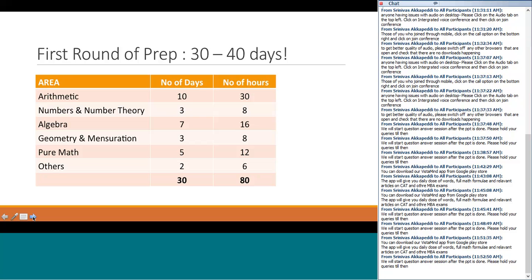Okay, so geometry and mensuration will need 3 days for doing 4 basic concepts: straight lines 1 day, triangles 1 day, and then quadrilaterals and circles 1 day. About 8 hours of preparation for this. Pure mathematics, again about 5 days because there are more topics as such. 12 hours at the max.